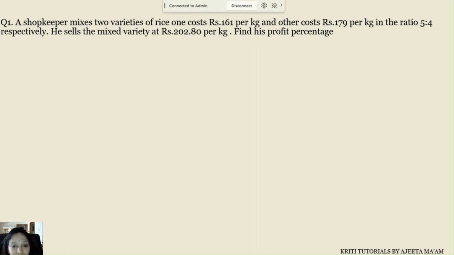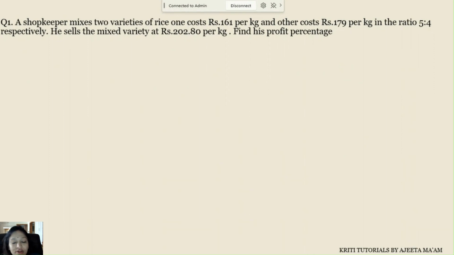First, you have to find the mean price, which will be the CP of the mixed variety. The SP is given to you. You have to find the profit percent. Now, the two varieties that we are mixing, one is 161 rupees per kg and the other is 179 rupees per kg, right?